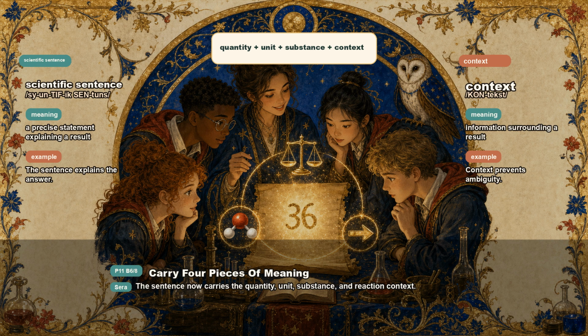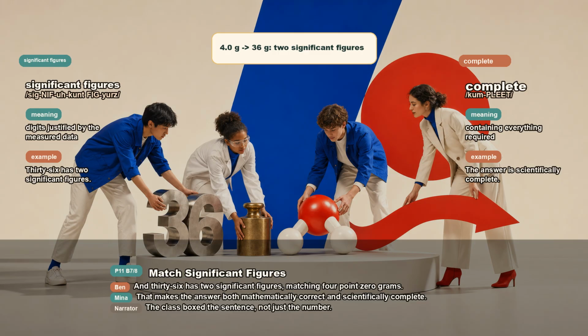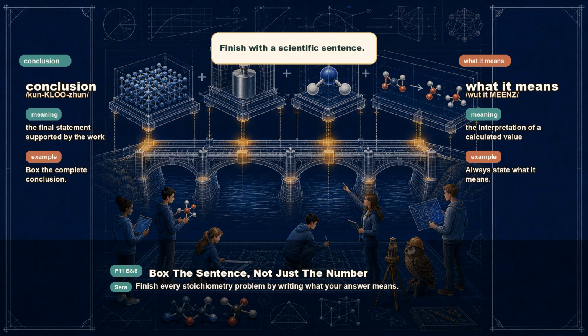The sentence now carries the quantity, unit, substance, and reaction context. And 36 has two significant figures, matching 4.0 grams. That makes the answer both mathematically correct and scientifically complete. The class boxed the sentence, not just the number. Finish every stoichiometry problem by writing what your answer means.